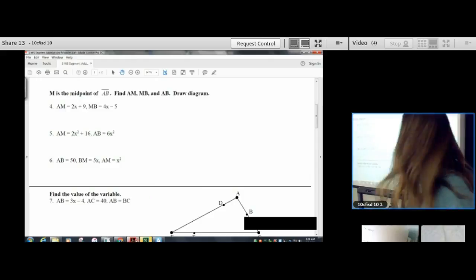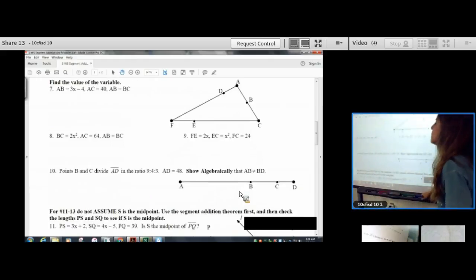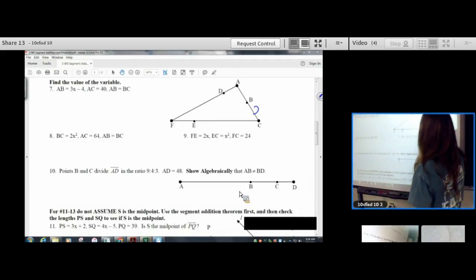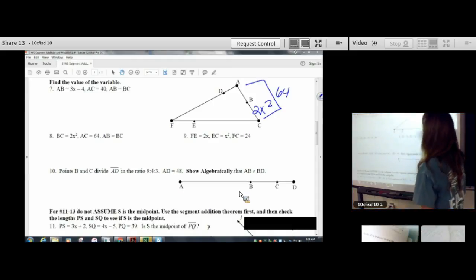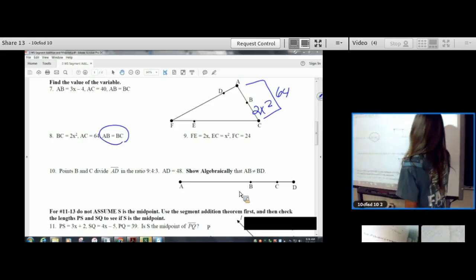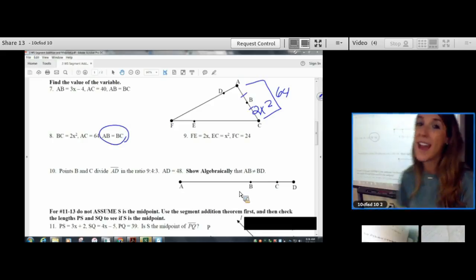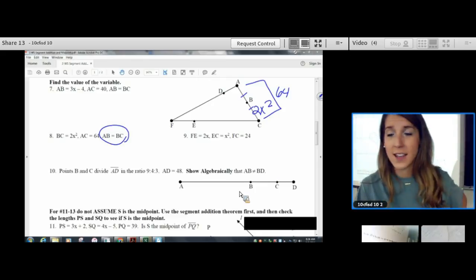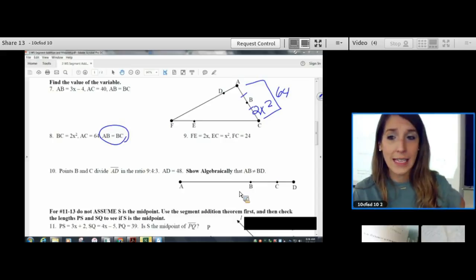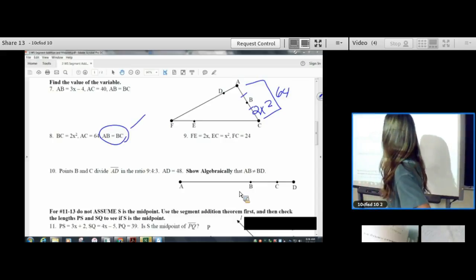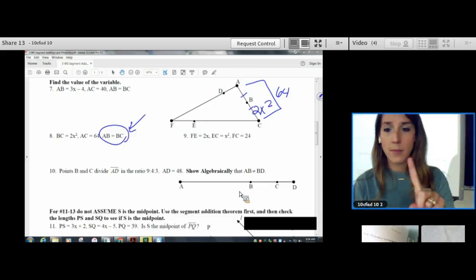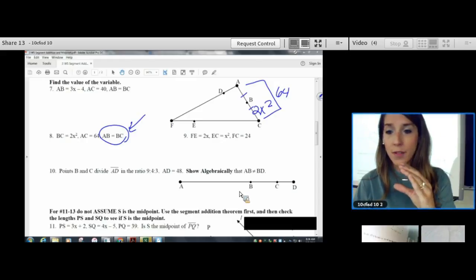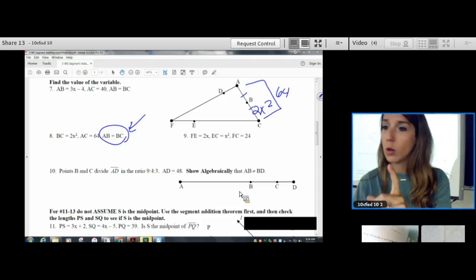Okay, so now we're going to look at number 8. It says BC is 2x squared, AC is 64, and AB is equal to BC. Cool. So we have a midpoint problem on our hands, because we know B is the midpoint of AC because of this information. So I have a midpoint, and I'm given a half, and I'm given a whole. The half is 2x squared, and the whole is 64.